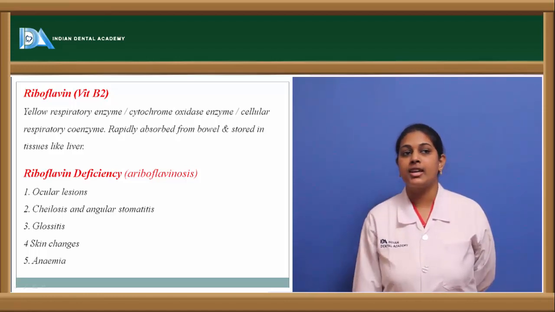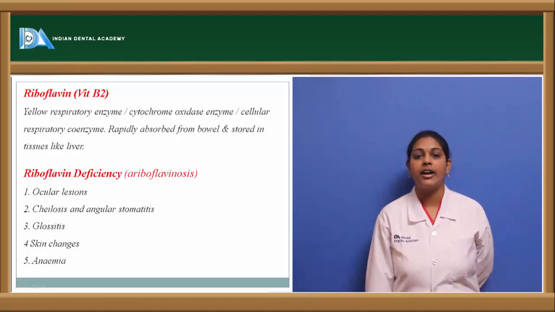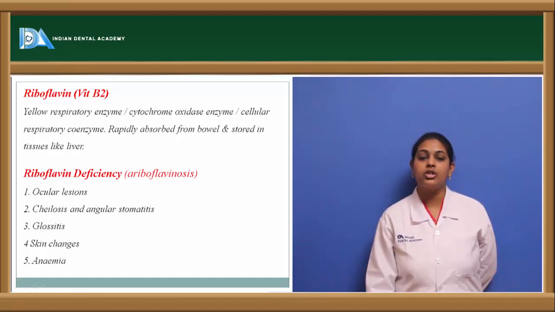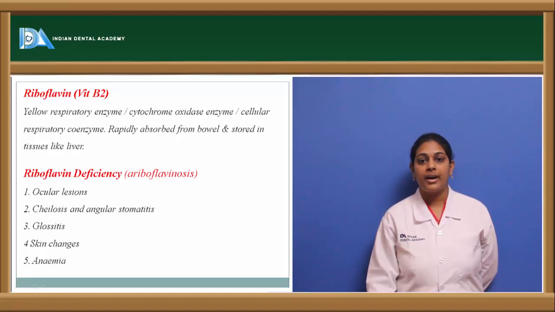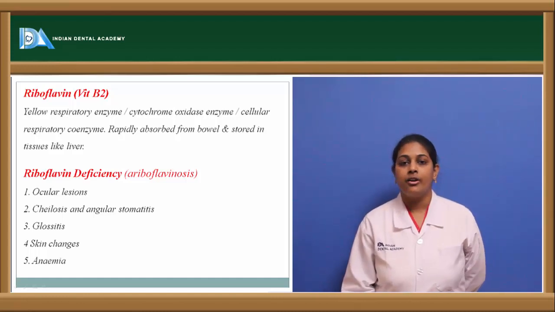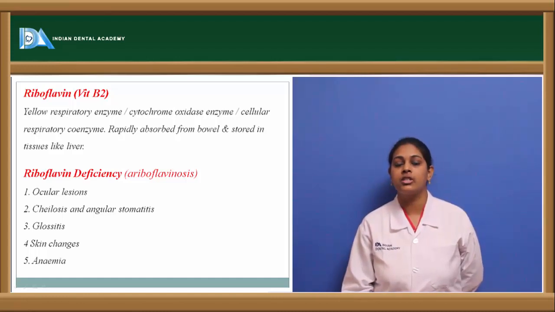Any deficiency in riboflavin may result in ariboflavinosis, which could manifest as ocular lesions. Usually the cornea is an area where we do not see any vascularization, but riboflavin deficiency might result in vascularization of the cornea, with retinal hemorrhages, and progression of this condition results in blindness.